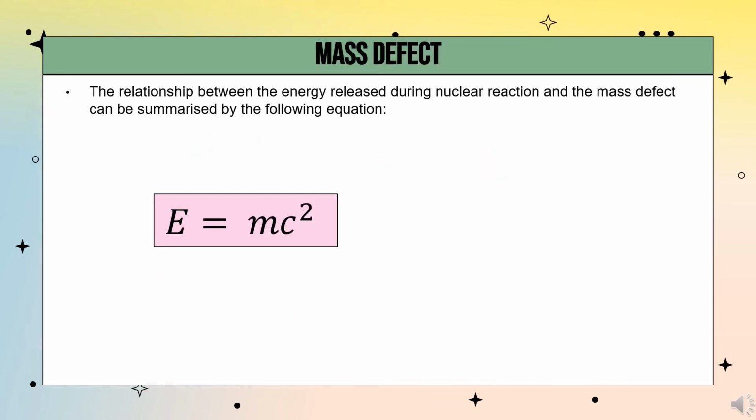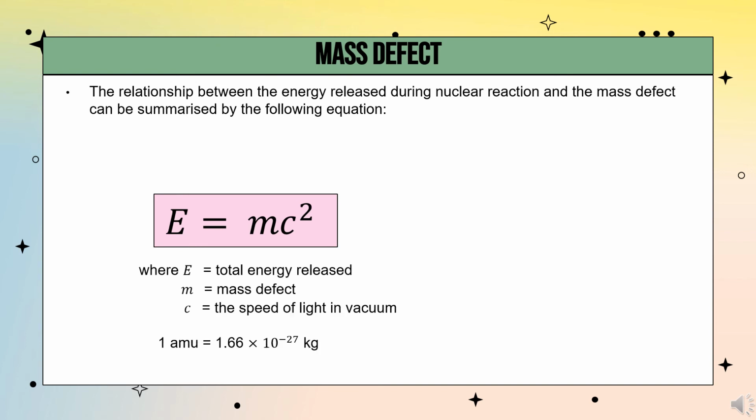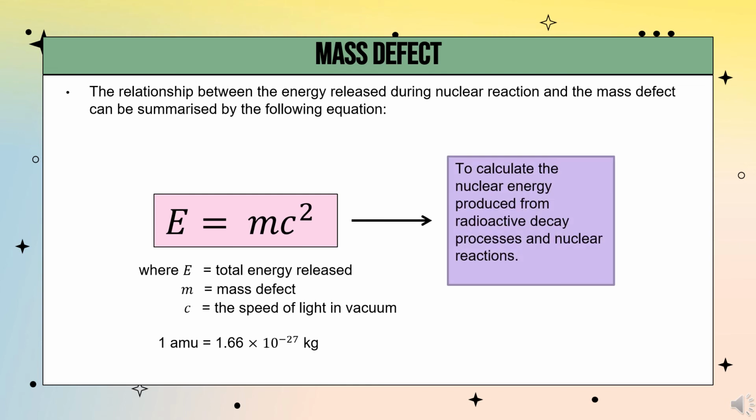The relationship between the energy released during nuclear reaction and the mass defect can be summarized by the following equation: E equals mc², where E is the total energy released during nuclear reaction, m is the mass defect, and c is the speed of light in vacuum. This equation can be used to calculate the energy that is produced from radioactive decay processes and nuclear reaction.